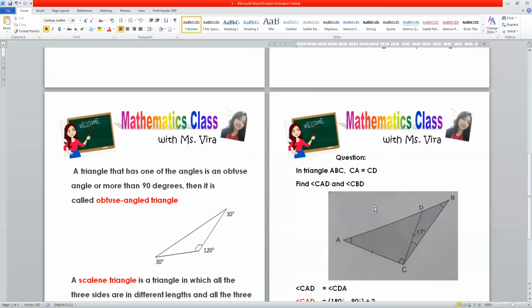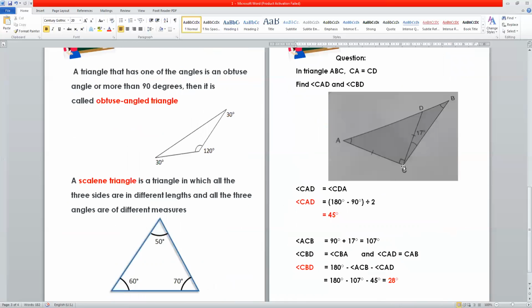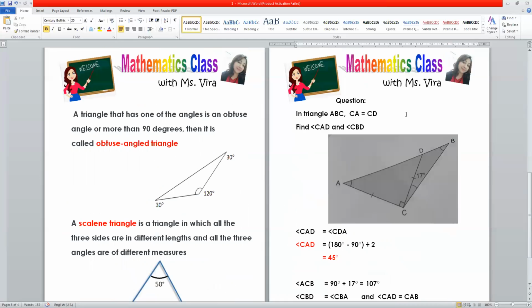Okay, so here is the question. Actually, I answered them already, but I'm going to explain it to you. So the question is, in triangle ABC, side CA is equal with side CD. The length of CA is equal with the length of CD. Find angle CAD and CBD.